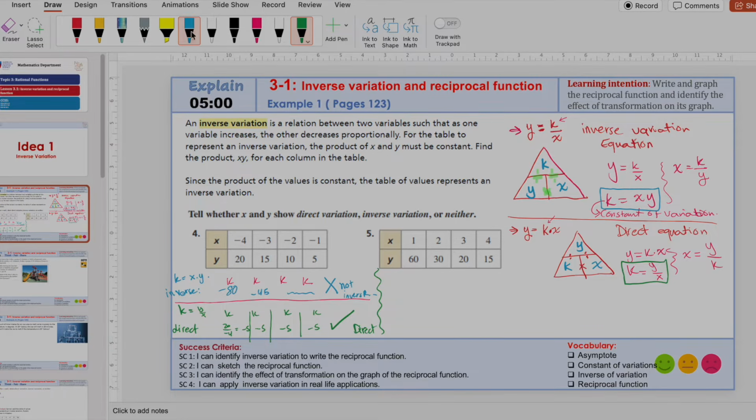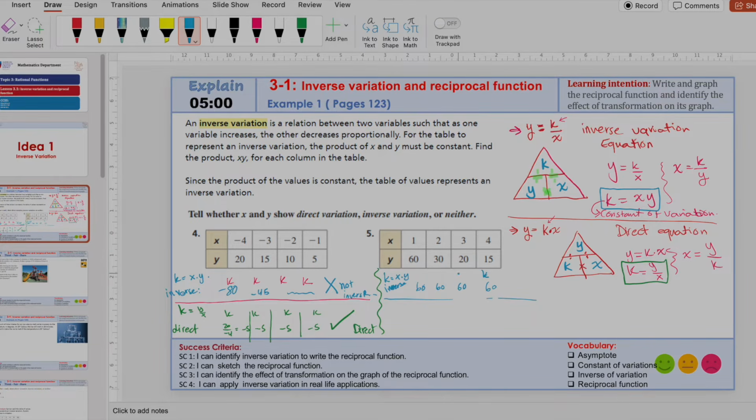Same goes here. So find the inverse and use the equation for inverse. To check for inverse, you go back to the equation, which is k equals x times y. To check for an inverse relationship, just multiply x and y. To check for a direct relationship, just divide y by x. So multiply x and y: 60 times 1 is 60. 30 times 2 is 60. Again 60, and the last one is also 60.